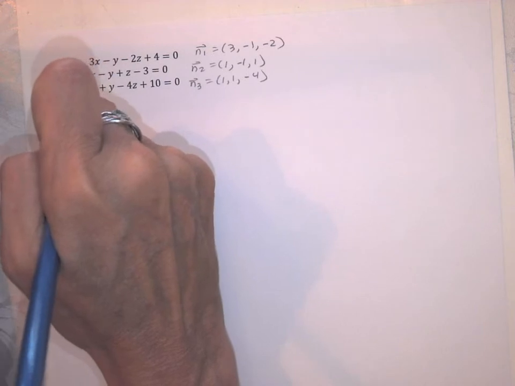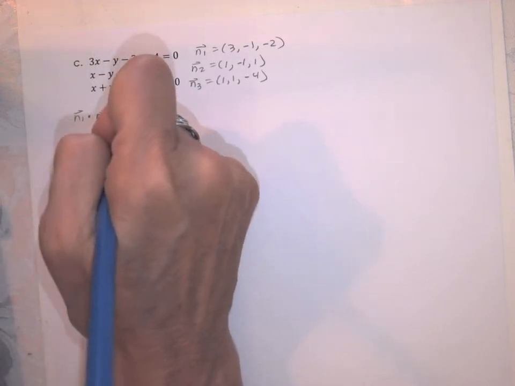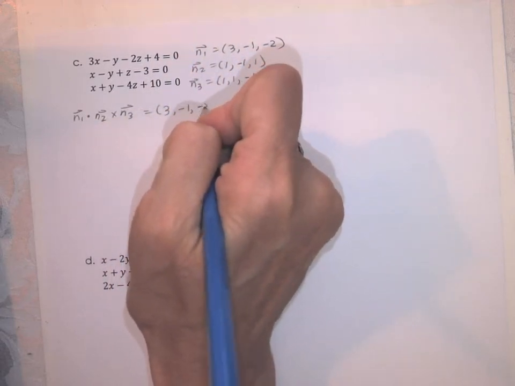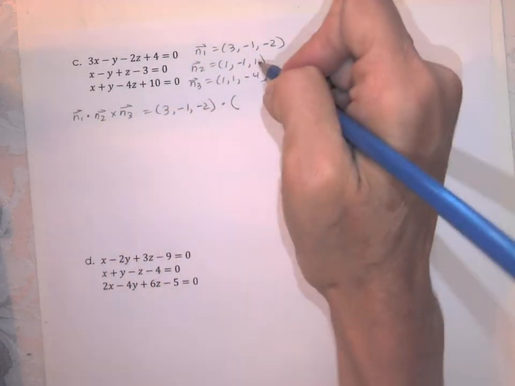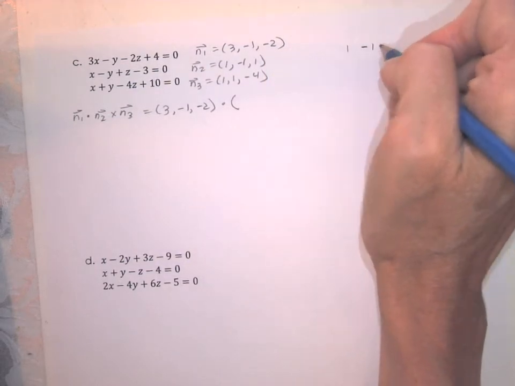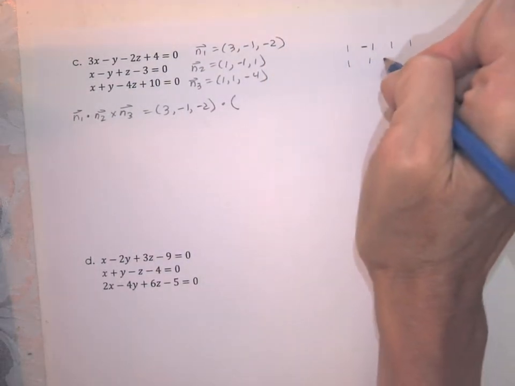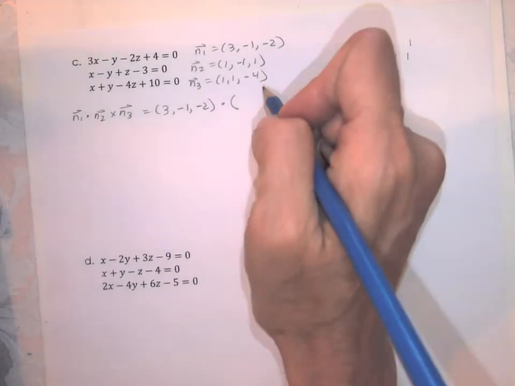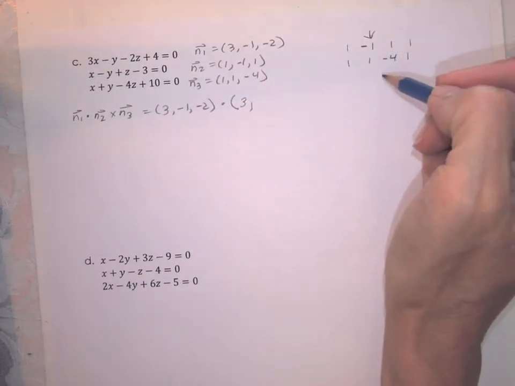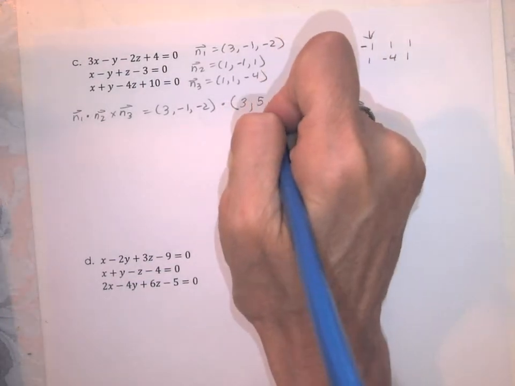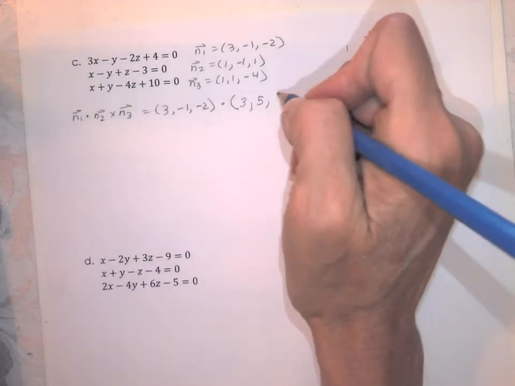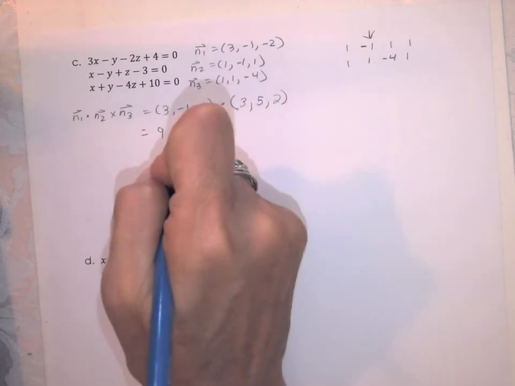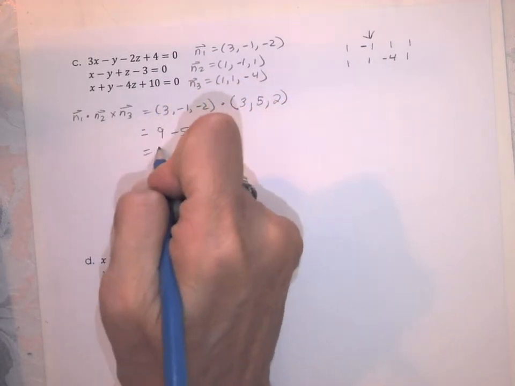So I'm going to do N1 dot N2 cross N3, which is going to be 3, -1, -2 dotted with, and then I'm going to do the cross product of these two. So 4 minus 1 is 3. 1 minus -4 is 5. And 1 minus -1 is 2. So I'm going to dot product. So 9 minus 5 minus 4 is 0.